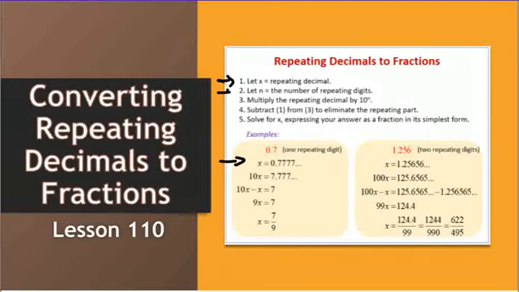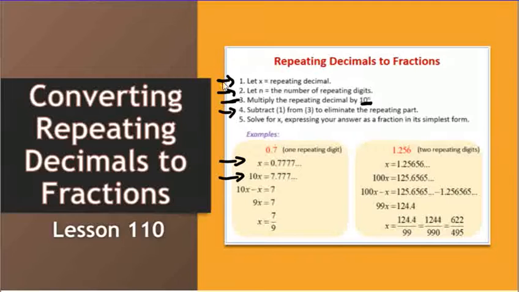And then let n, the second one, be the number of repeating digits. So in this example, there's one repeating digit. So you're going to multiply by a power of 10. So here you see 10 to the nth power. Since it's one repeating digit, 10 to the first power is just 10. So you write your second equation, power of 10 times x equals 7.777 repeating. So you just multiply that by 10. So I have 10x equals 7.777.